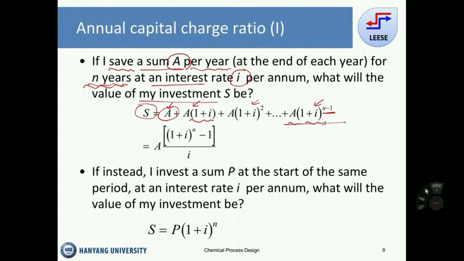So, expanding this in mathematical terms, you will have this expression, okay? So I save the money A, then I have the profit through the interest rate, then the value of my investment overall, S, will be given by that expression. So next, rather than putting in the money every year, I invest big money, P, in the beginning, okay? Then I will be waiting n years with the interest rate I, okay?